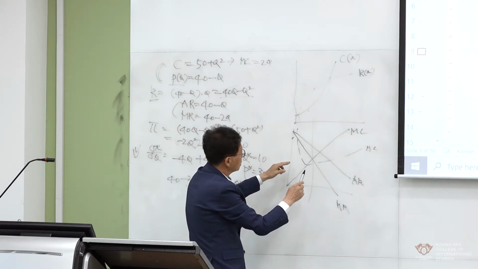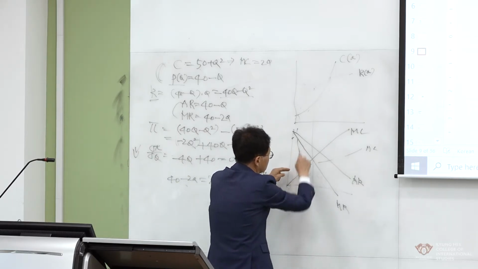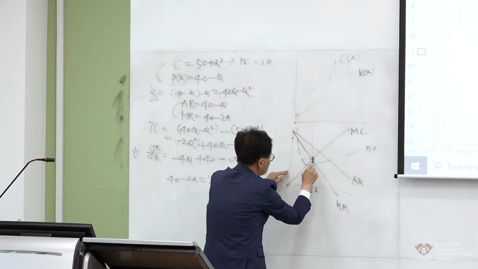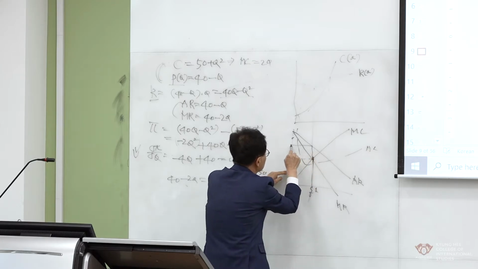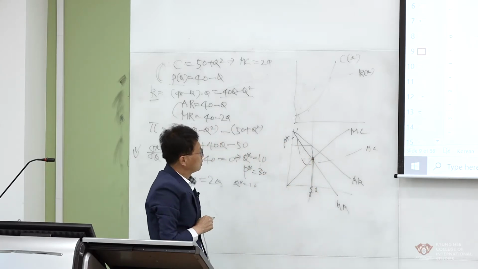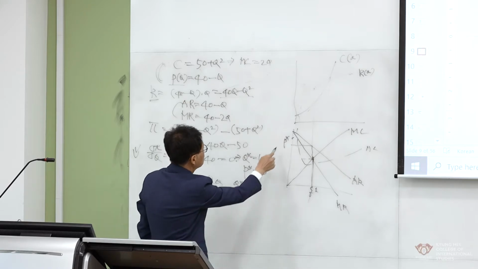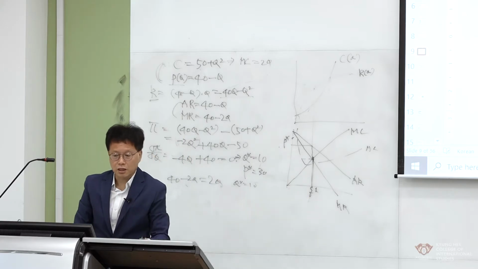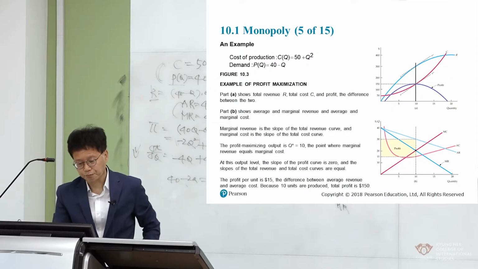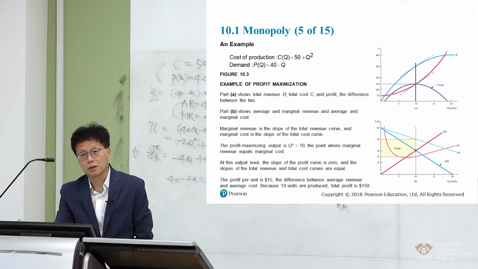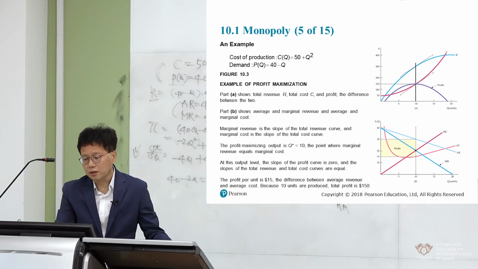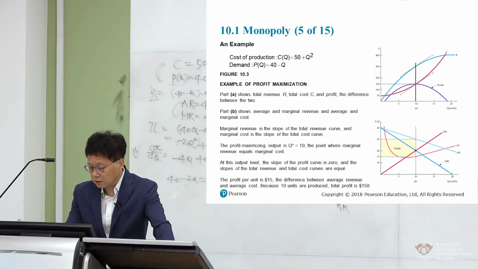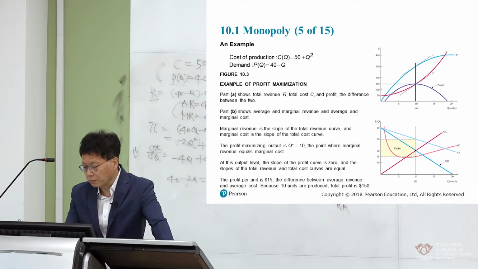So the profit maximization condition says marginal cost is equal to marginal revenue. That is Q star. And the price is this one, P star. That P star is 30, Q star equals 10. So I'd like to explain two ways to solve the problem, graphically and mathematically. That is explained here.